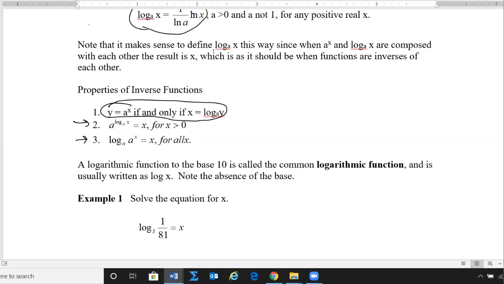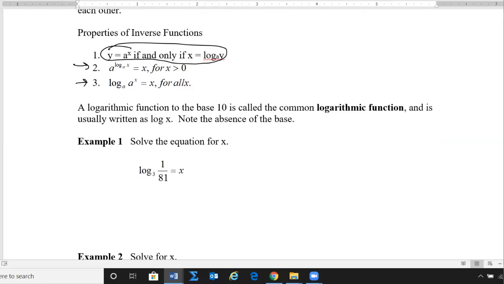So this would be true. Logarithm with a base 10 is called a common log. Okay, common log.